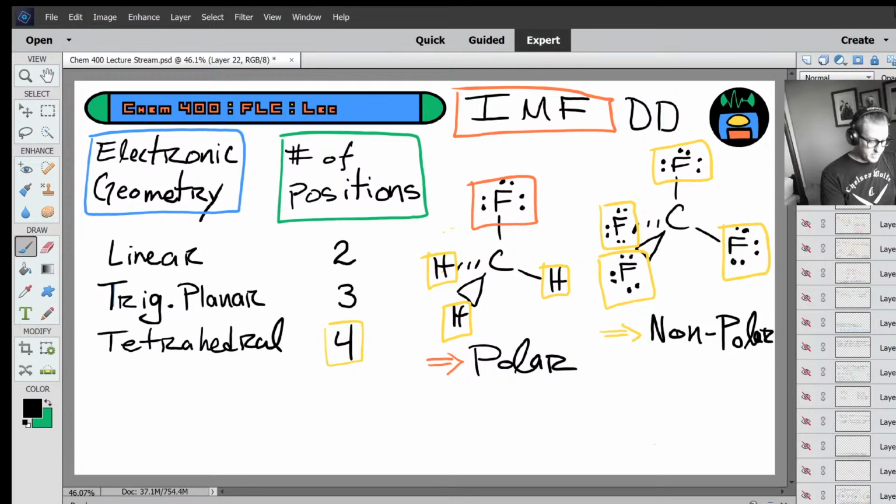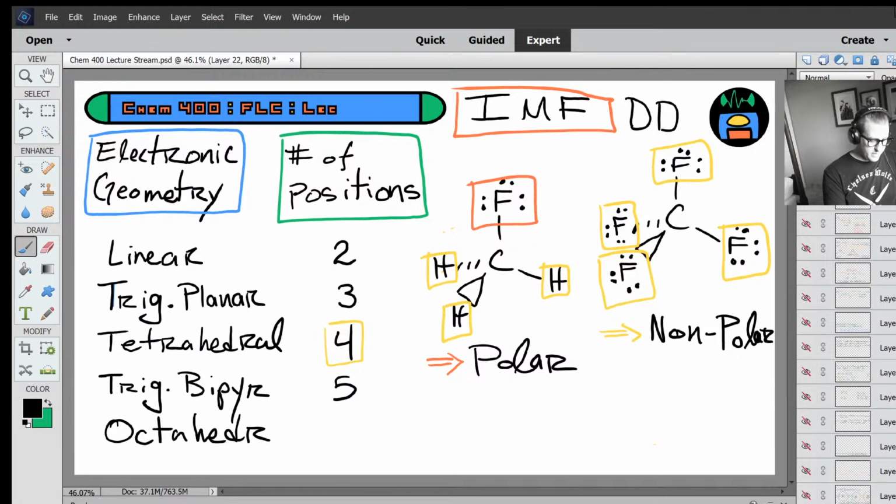And just for completeness, if you're dealing with a trigonal bipyramid, there are 5 groups, and if you're dealing with an octahedron or an octahedral geometry, there are 6. Cool. All right, so that is dipole.